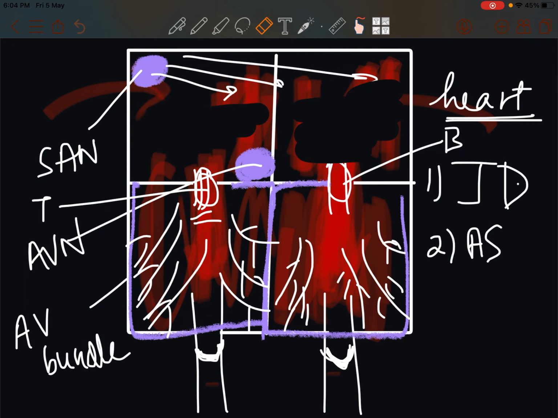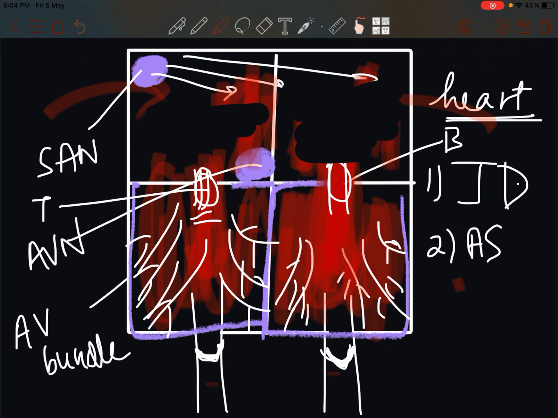Right, so the atria are becoming empty and the ventricles are becoming filled. By 30% the flow has increased. This is known as atrial systole. The atria have contracted. Next we have ventricular systole, where both the ventricles contract and both the atria relax.